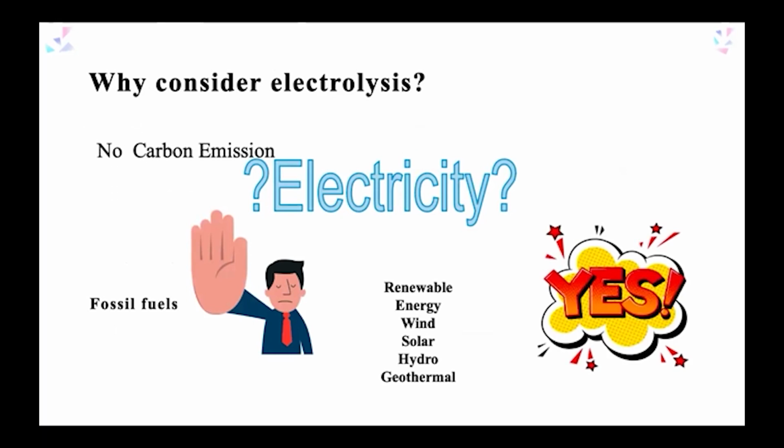Why should we consider electrolysis as a method of production of hydrogen? Above all, there is no carbon emission in the process of electrolysis. However, we need to consider the source of electricity. Fossil fuels? Of course not, because using electricity from ordinary fuels still causes emissions of greenhouse gases. In that case, it is necessary to consider renewable energy, like wind, solar, hydro, geothermal, or nuclear energy as the source of electricity in order to make zero greenhouse gas emissions.